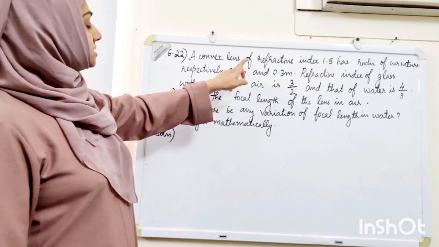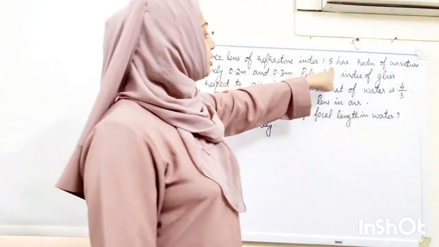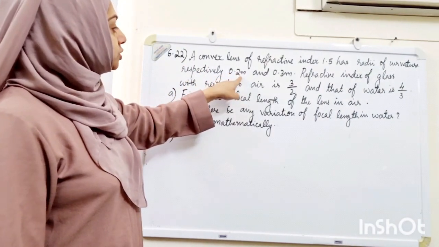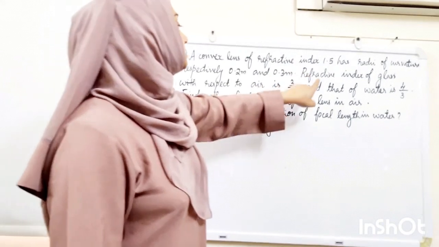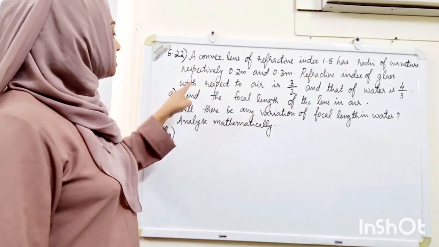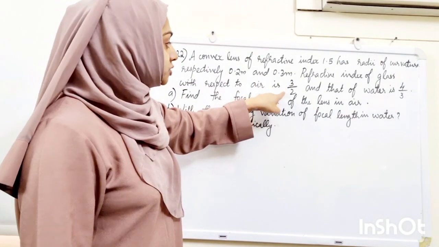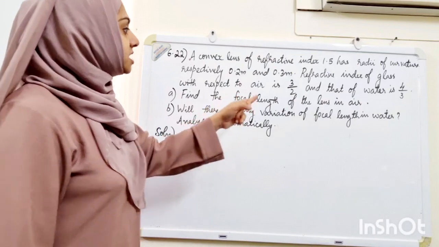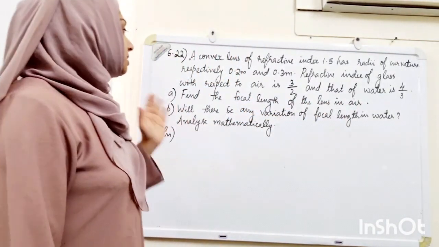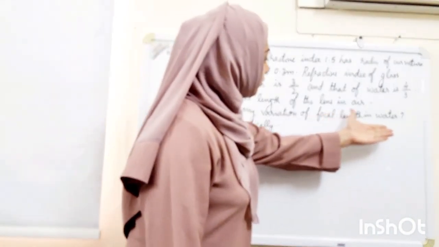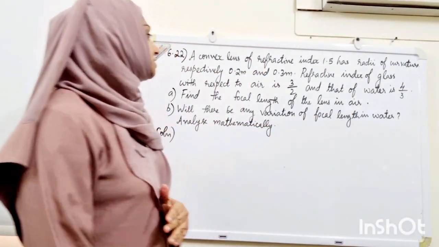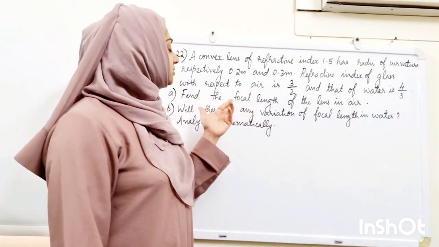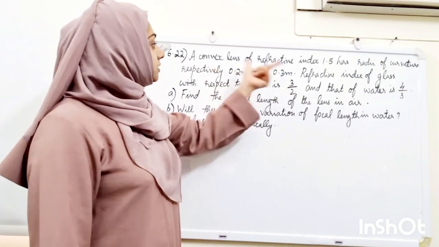A convex lens of refractive index 1.5 has radii of curvature respectively 0.2 meters and 0.3 meters. Refractive index of glass with respect to air is 3/2 and that of water is 4/3. Find the focal length of the lens in air. Will there be any variation of focal length in water? Analyze mathematically.